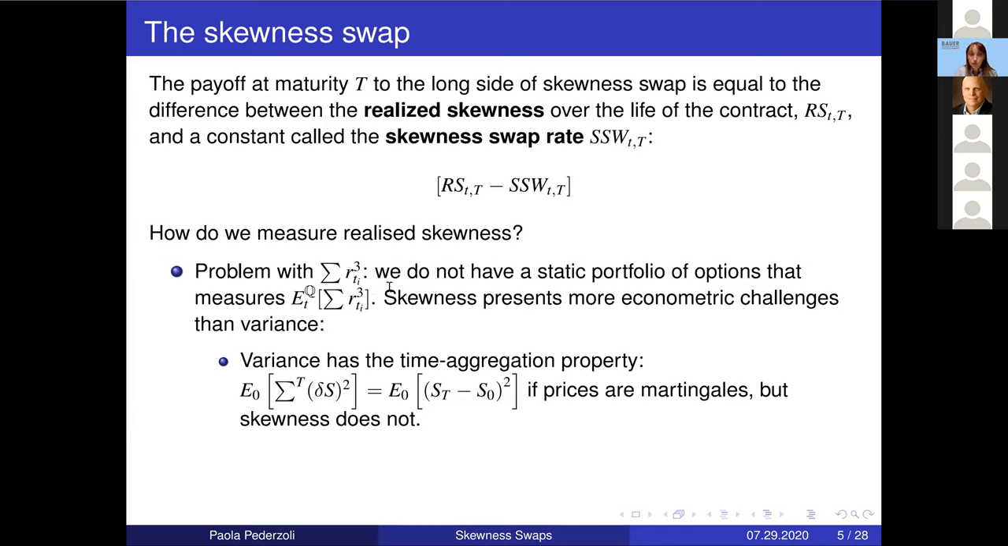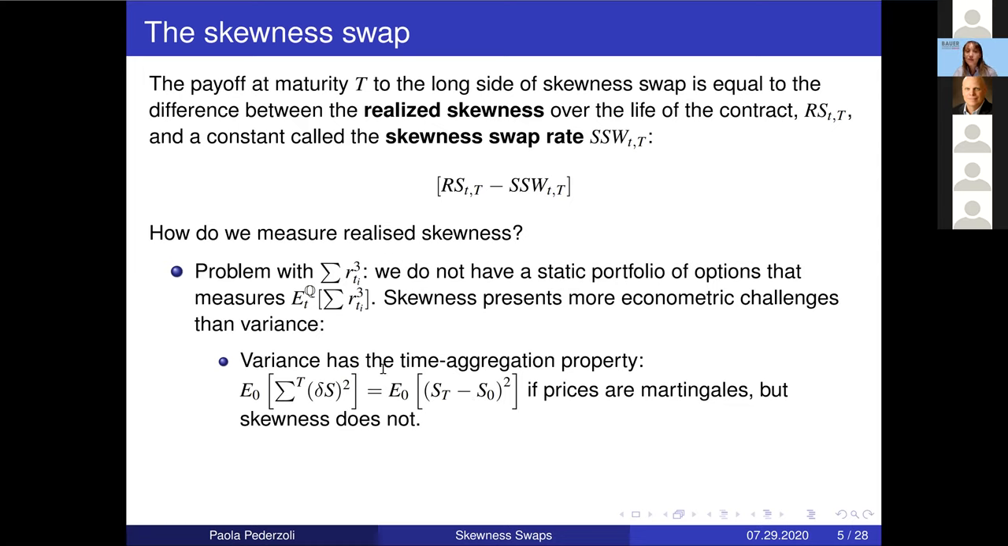But if we do that, we do not have a static portfolio of options that measures the risk neutral expectation of this sum of cubed returns. Why is that? Because skewness presents more econometric challenges than variance. It's not that easy. The ad hoc results of Carr and Wu or Martin for variance cannot be directly extended to skewness. And there is also another problem. The spanning results of Bakshi and Madan allow us to compute the risk neutral expectations of the moments from time zero to maturity, to big T.